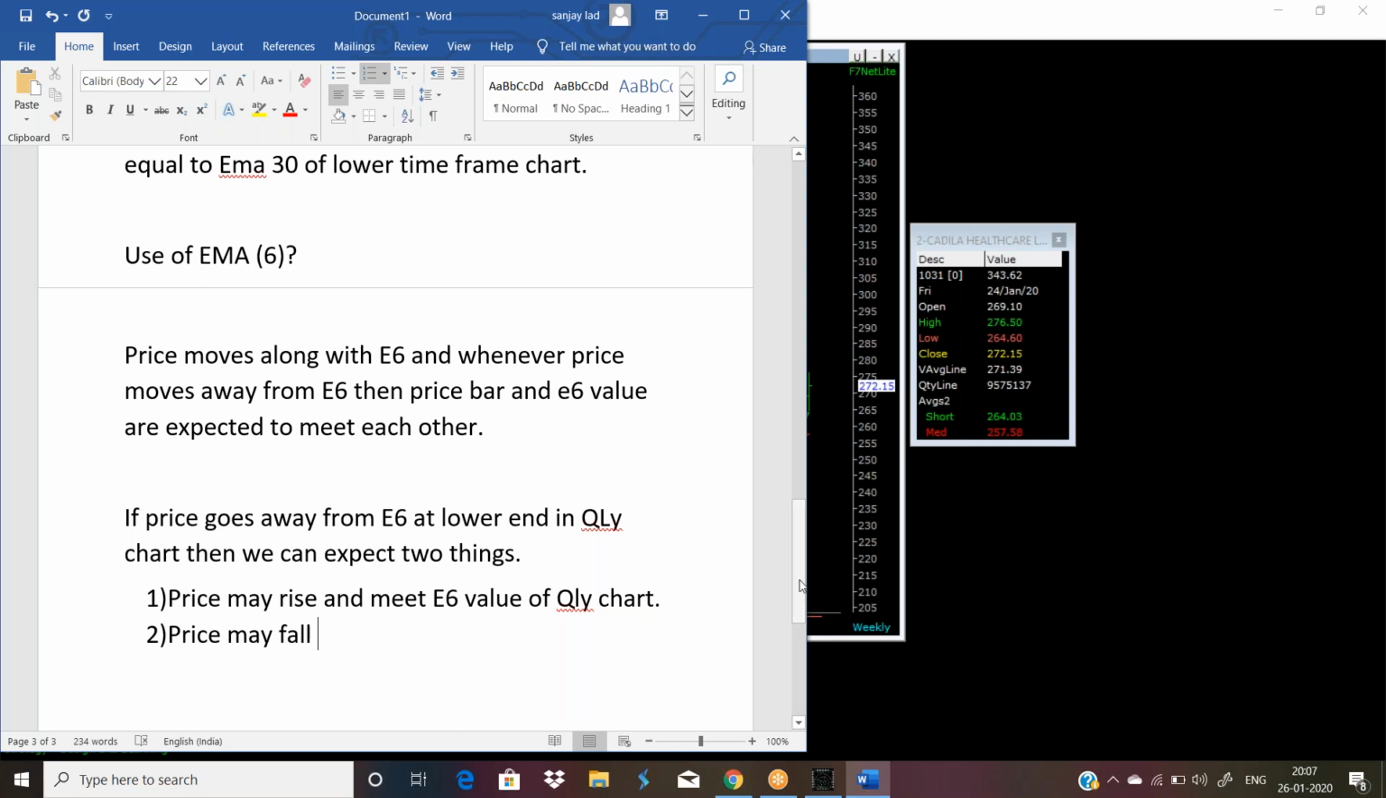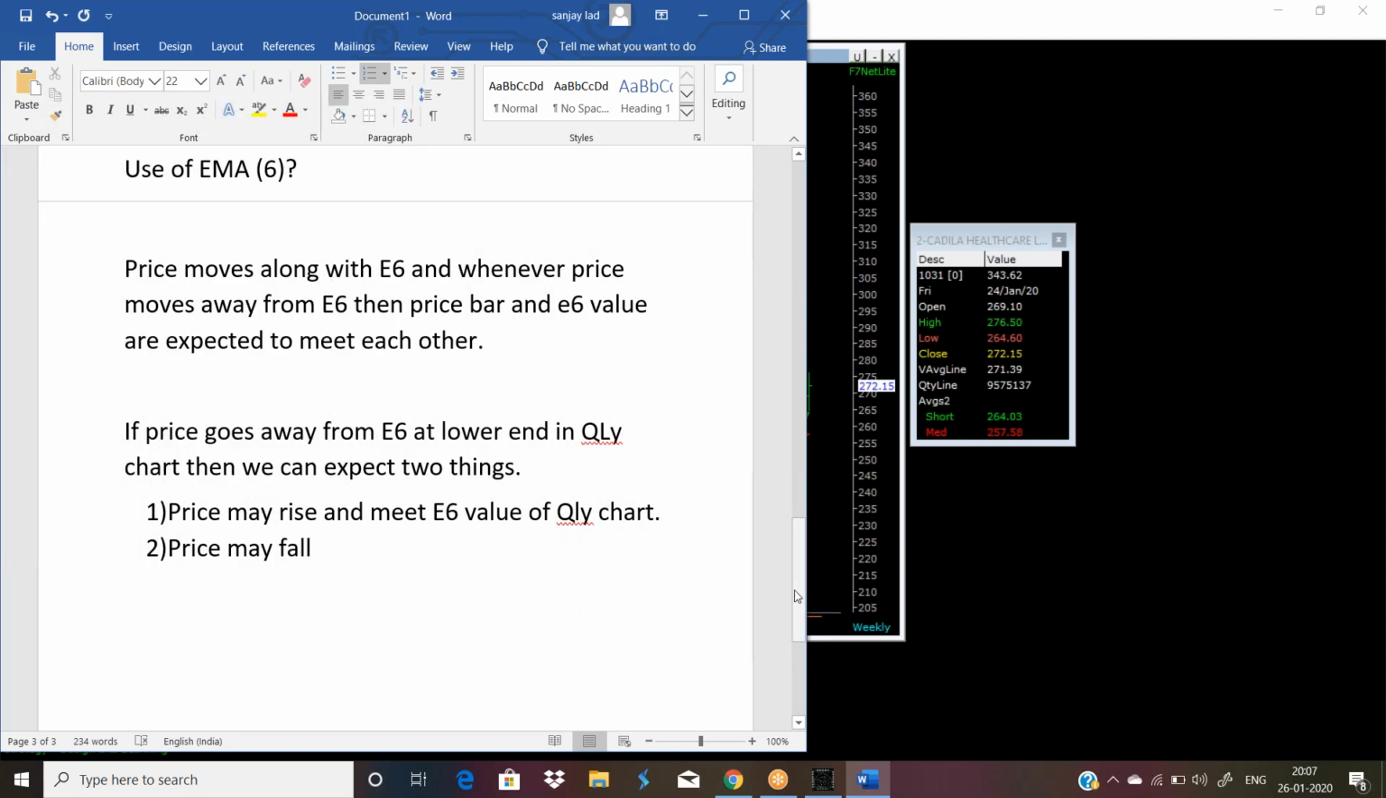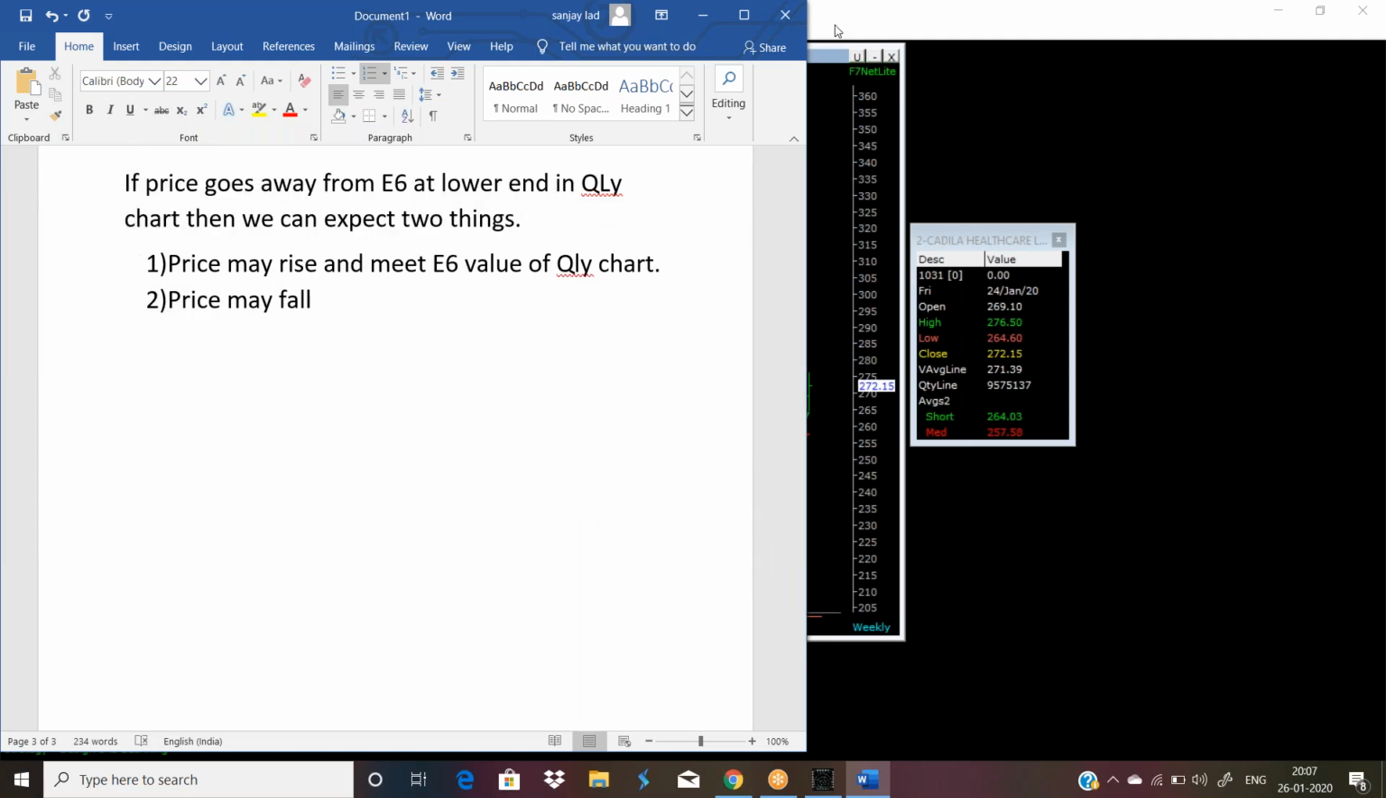Now, how do we understand what is going to happen? The price has gone away from E6 at the lower end, meaning the price is quite away from E6 at the lower end. See, I'll explain. This is the line, the E6 value.